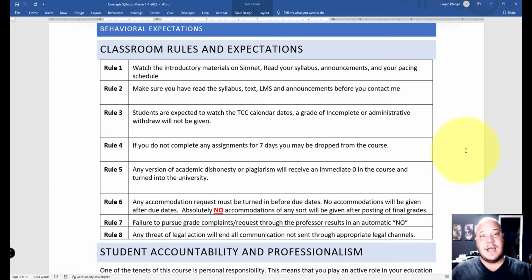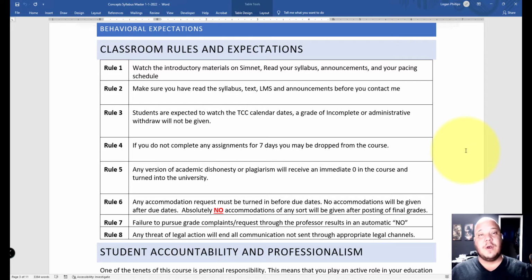On Friday, if you have not completed an assignment, you will be removed. After that, you have a 7-day window, and every single Friday going forward from that date, if you have not completed a single assignment in that week, you will be dropped from the class. Now, this is to say we are an open classroom. It means all the assignments are there.